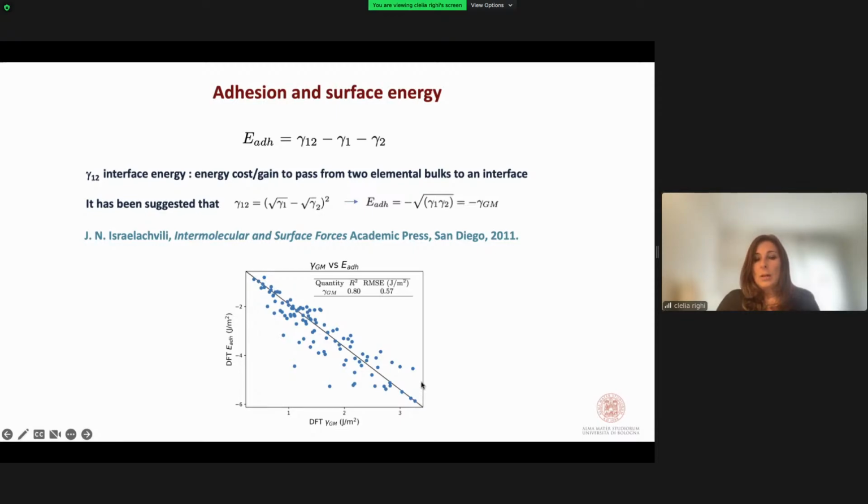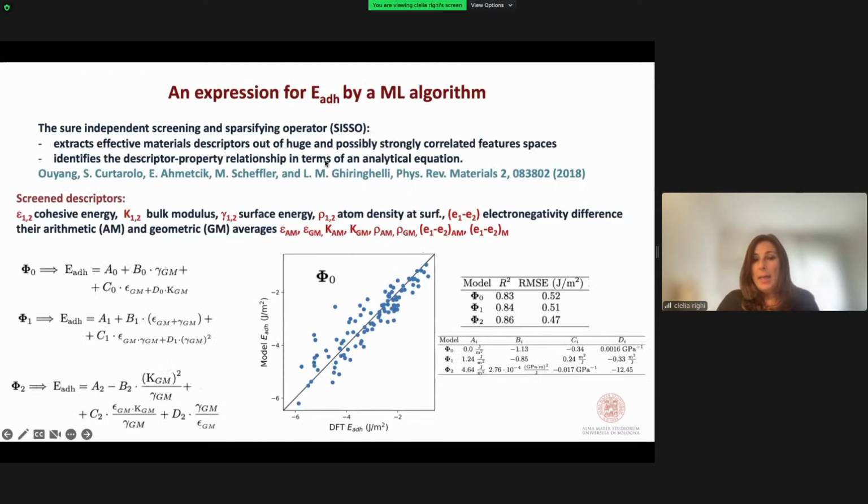But we wanted to see if something better could be obtained by applying machine learning. So we adopted the Sure Independence Screening and Sparsifying Operator, the acronym is SISSO, that allows to extract effective materials descriptors out of a large number of possible correlated features of materials. And it also allows to identify the relationship between the wanted properties, such as the adhesion energy, and the descriptors, in terms of an analytical equation. So both the analytical equation and the descriptors are identified. So it's very smart, this algorithm.